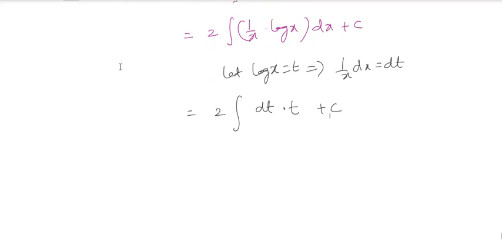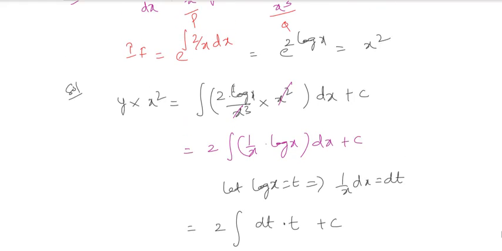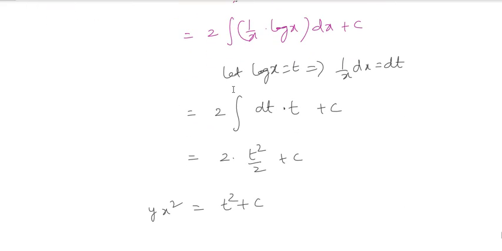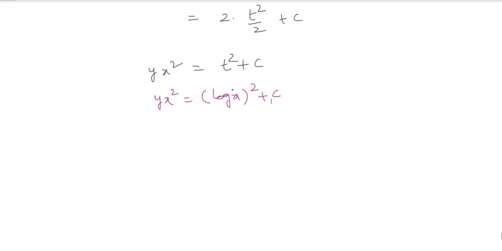So if I do that integration, what will I get here? 2 into, for t you will have t square by 2 plus c. So these two will get cancelled, and you will have t square plus c. Which is nothing but y into x square. What is t there? T is nothing but log x. So your t will be log x. Just substitute this, and you will have y into x square equivalent to log x whole square plus c, which is the solution for the corresponding equation.